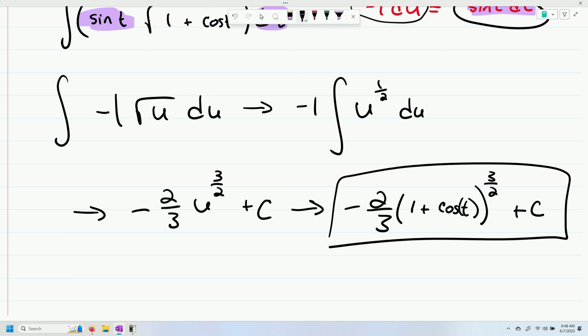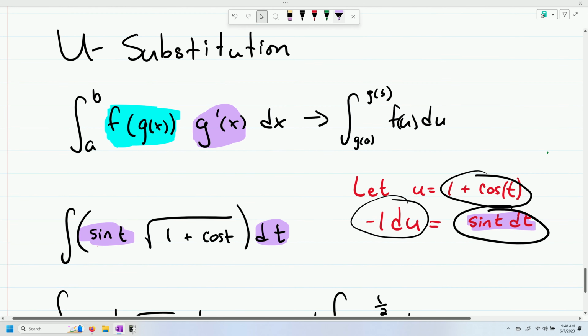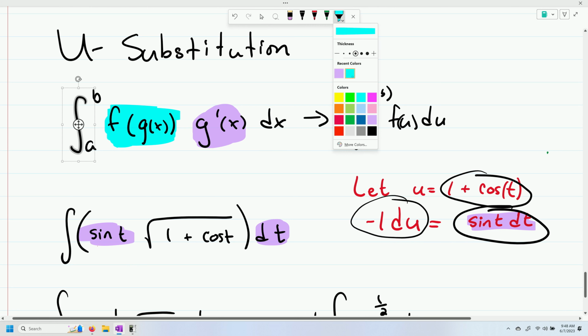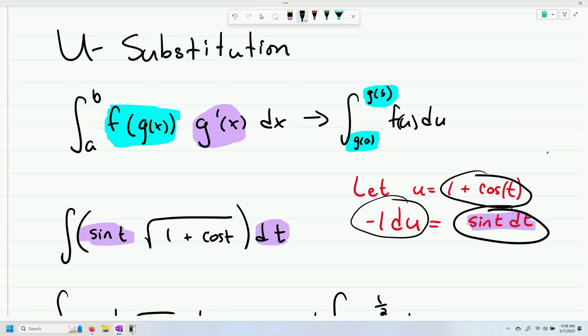Now, one more problem that I'm going to do is another u substitution, except I'm going to scroll up. I'm going to talk about these right here. Like, why did I write g of a and g of b? I'm going to show you where that comes from, okay? So give me a second here. I'm going to clean this up.